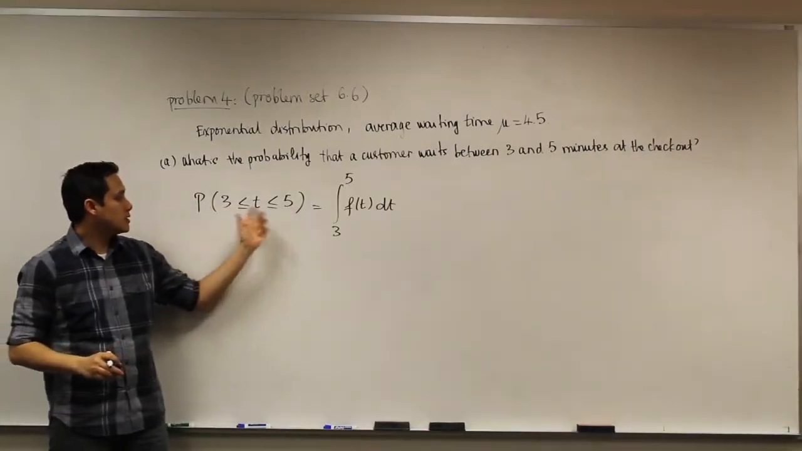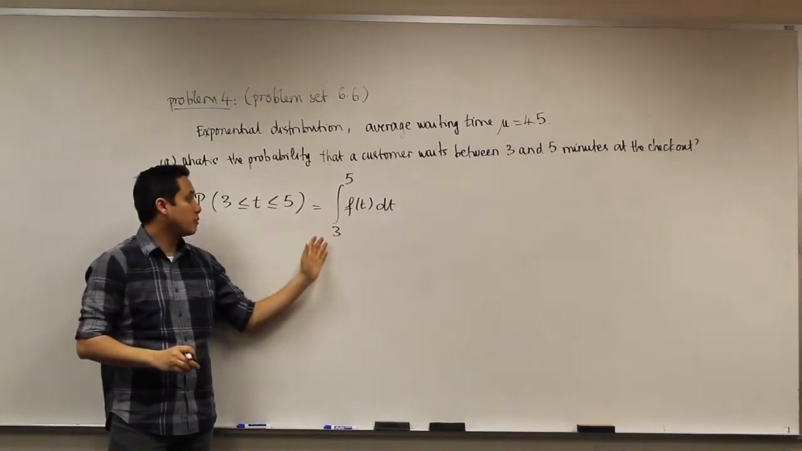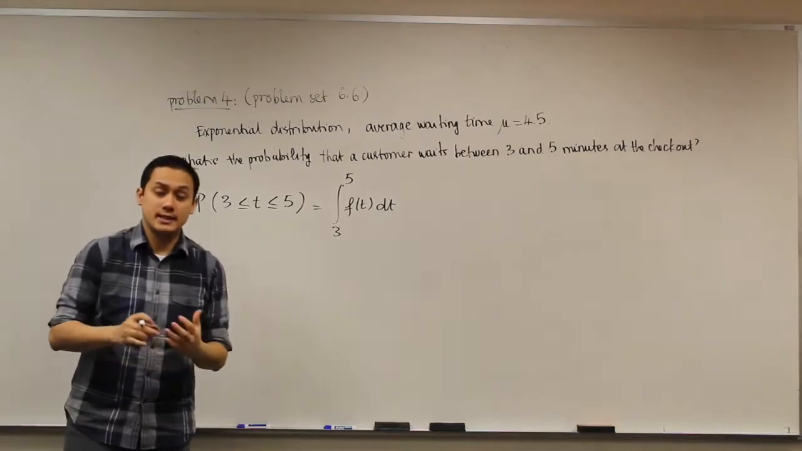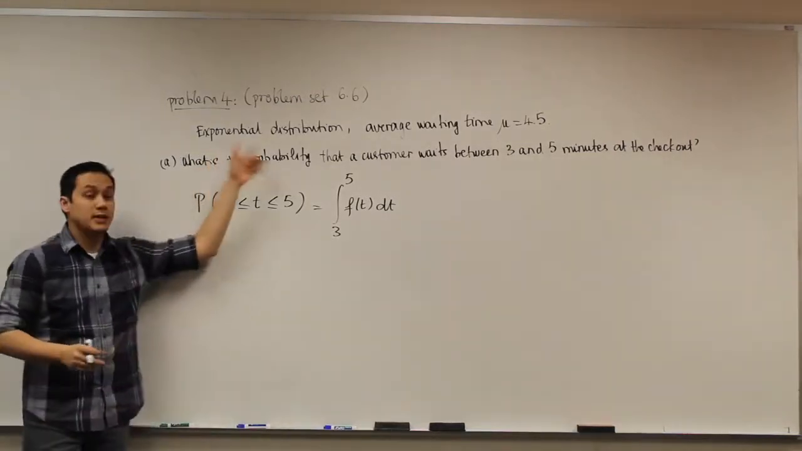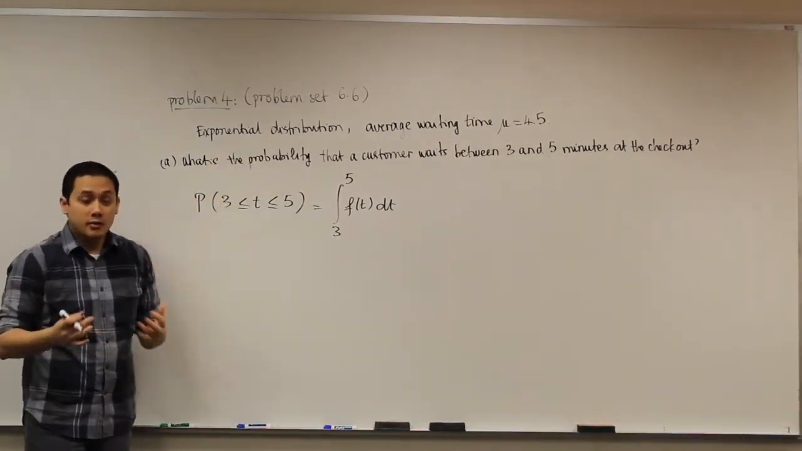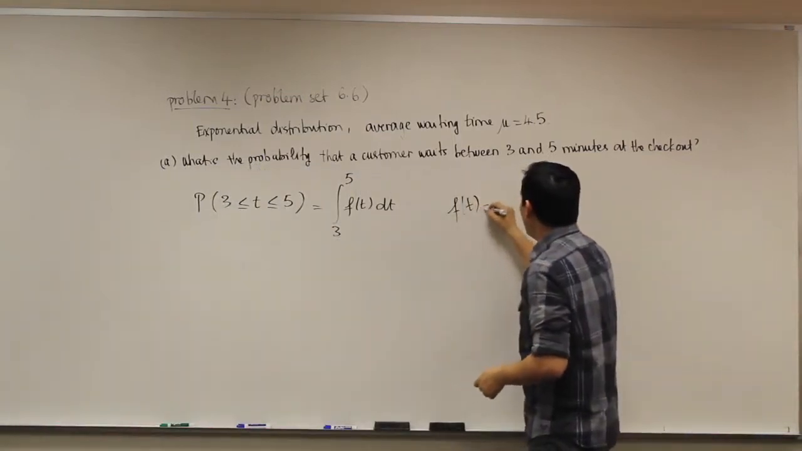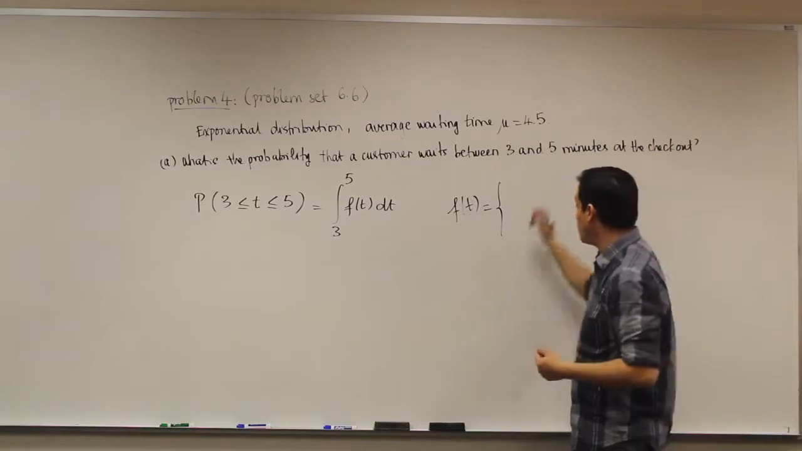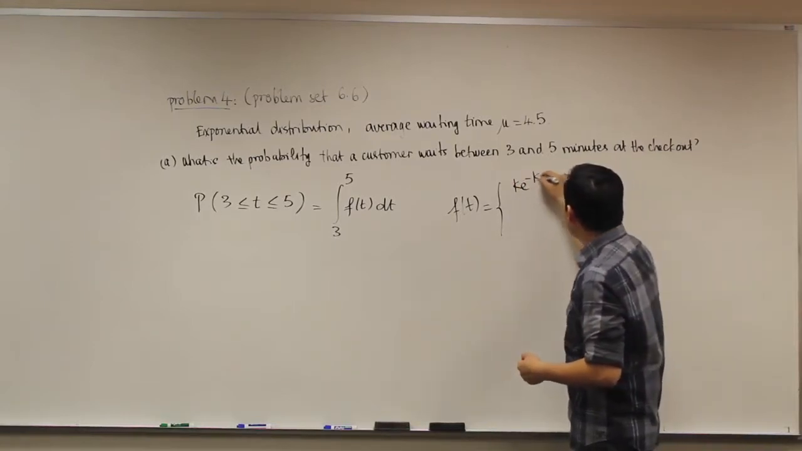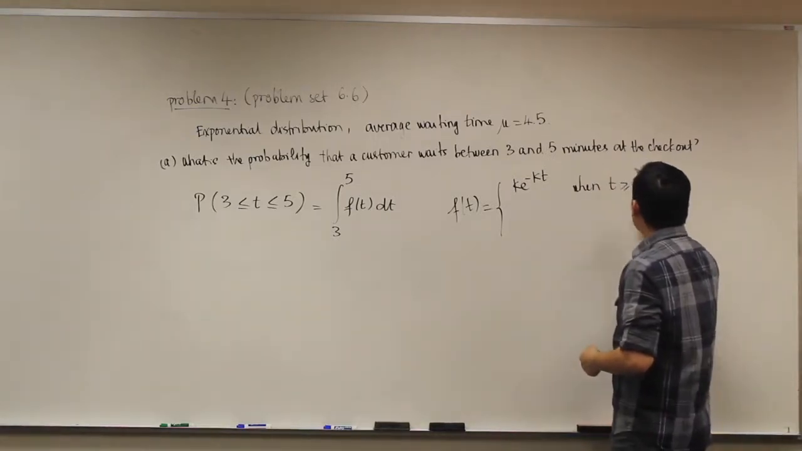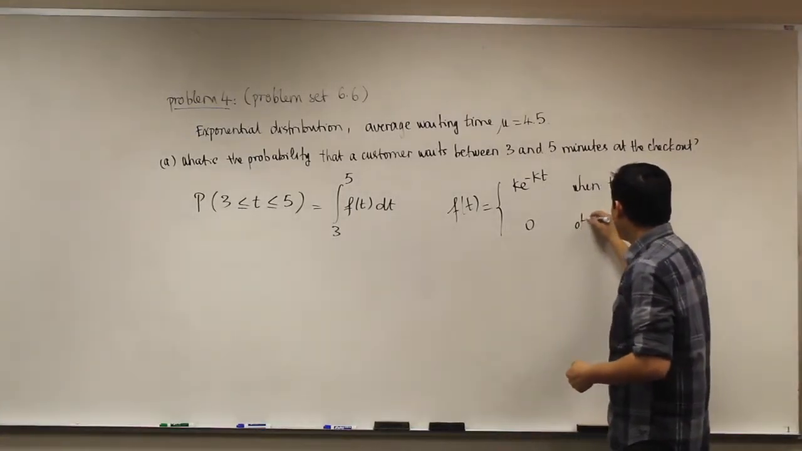They want you to calculate the probability of t between 3 and 5. So, this is equal to the definite integral from 3 to 5 of f of t dt, and f of t is the probability density function for exponential distributions. And if you remember in class, the probability density function for exponential distribution is k times e to the minus kt when t is greater than or equal to 0 and 0 otherwise.